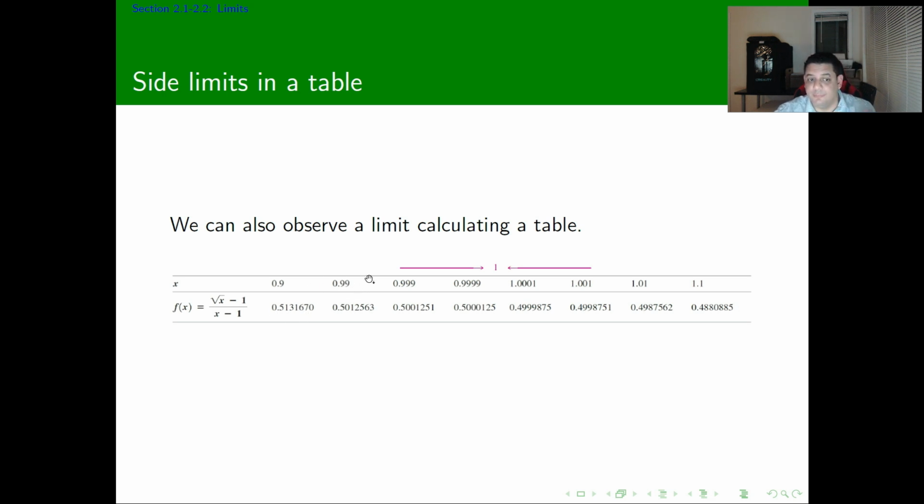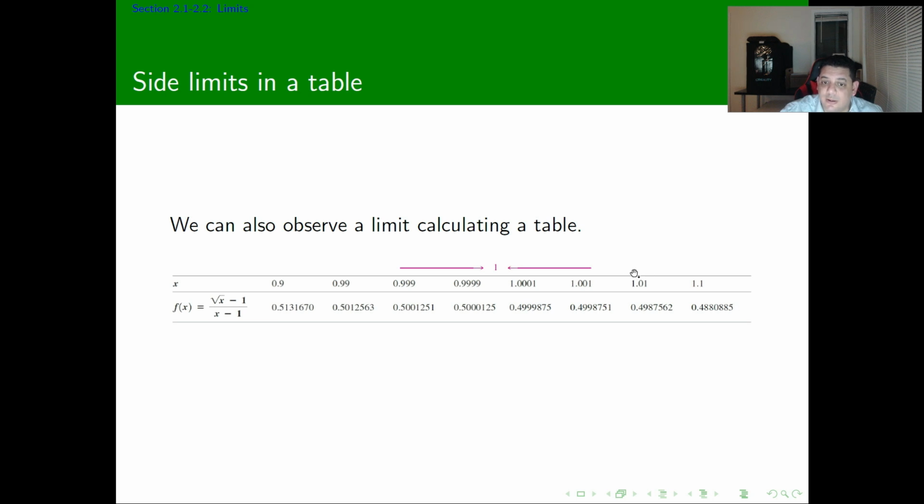When I get closer, so I do 0.99, now f of 0.99 becomes 0.501. And if I get closer still, 0.999, notice that that's become 0.50. And if I get really close to 1 by 0.9999, that's 0.50 and some decimals. So I can say that this limit by the left side is approaching 1/2 or 0.5.